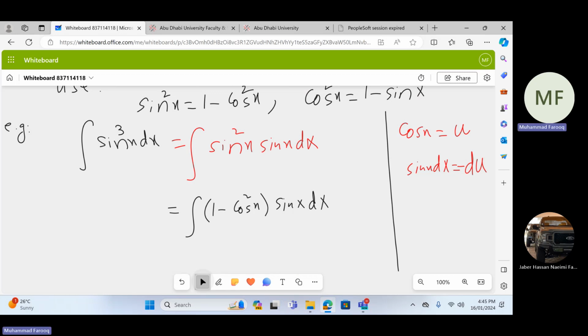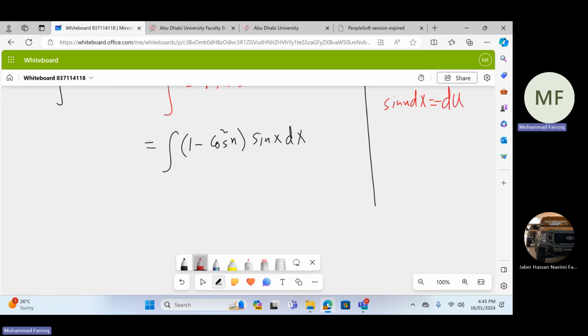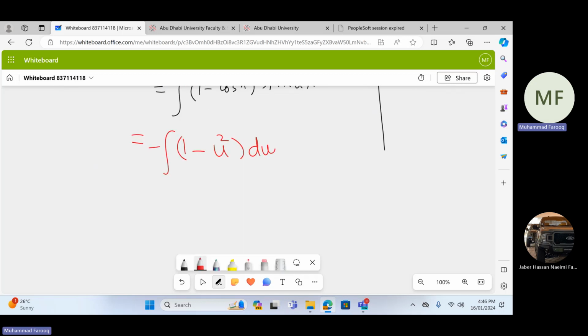Now use substitution. Integrate 1 minus cosine, which is how much? 1 minus u squared. And sine x dx is negative du, with the negative outside. Now you can distribute. So I have the integration of negative du times 1 minus u squared. Negative, negative, how much? Positive. u square and du.